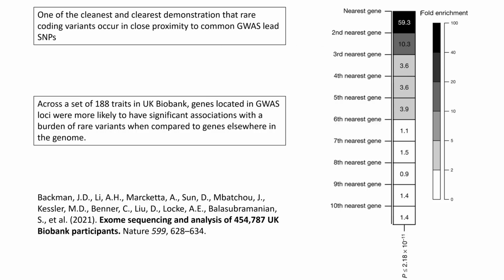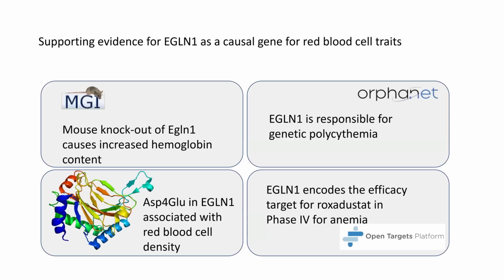I'm not going to spend a lot of time on this paper. Hopefully most people are familiar with it from the Regeneron folks. It nicely showed that if you take all the rare coding variants and tag all those genes, they are far more likely to be in the vicinity of a GWAS signal, a common variant signal, for that same trait. I think that nicely justifies using rare coding variants as a rationale for a particular gene. And EGLN1 is a nice example because you can actually check off each of these boxes.